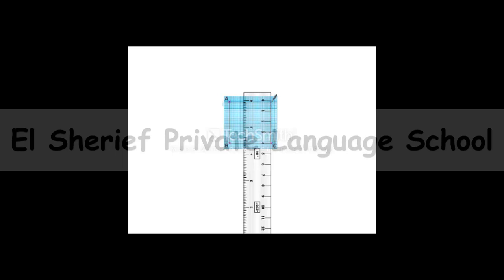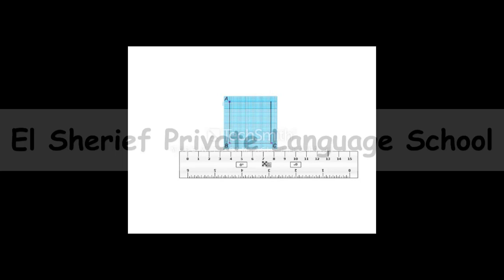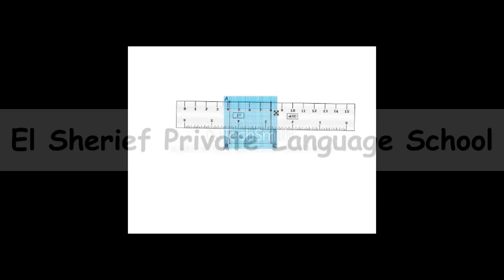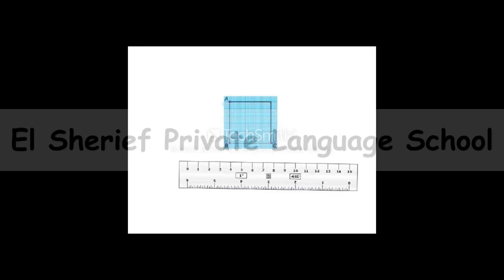Draw a line segment 4 centimeter. And now we can join 3 sides to get 4 sides. So now we have a closed shape. We have a square, has 4 sides, 4 equal sides, A, B, C, and D. Now back to our drill.